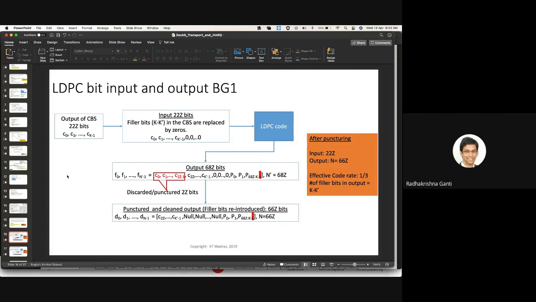So I put all of these things together again. The output of code block segmentation is 22Z bits.